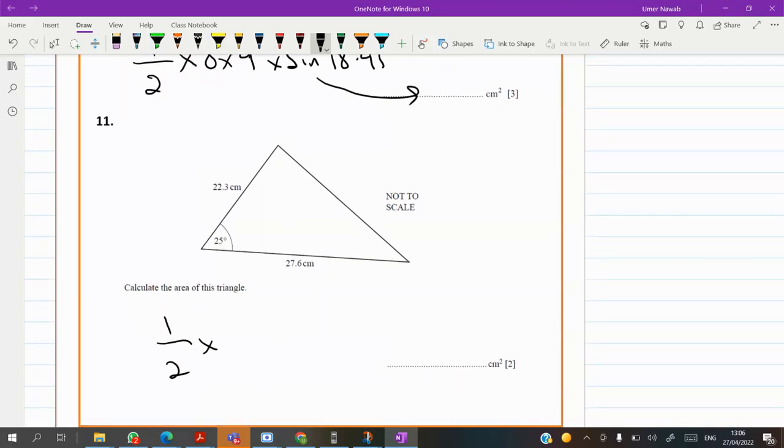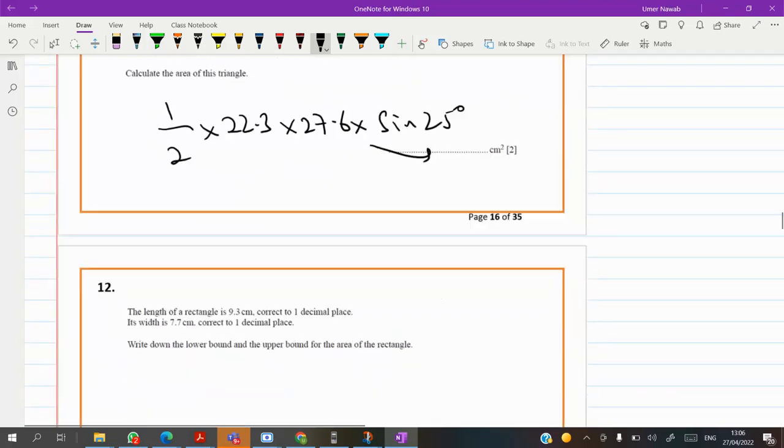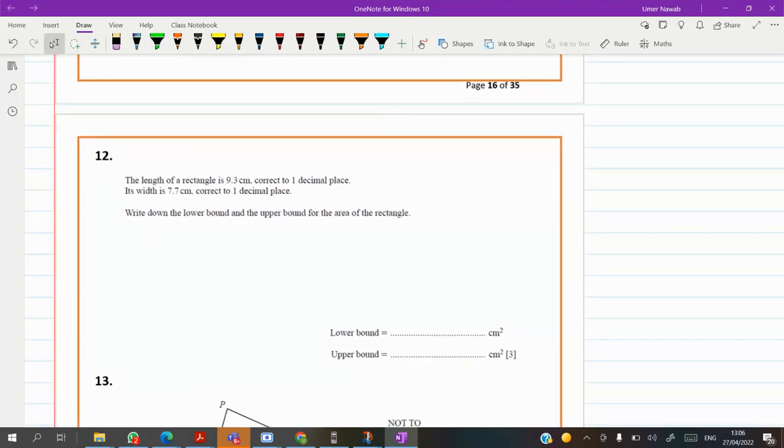So half times 22.3 times 27.6 times sine of 25 will give you the area of the triangle. Next, this number is given to one decimal place. So the upper bound and lower bound. One decimal place means tenth place. So the tenth place, when divided by 2, gives you 0.05 to be added or subtracted. So the lower bound will be 9.25 and the upper bound will be 9.35.